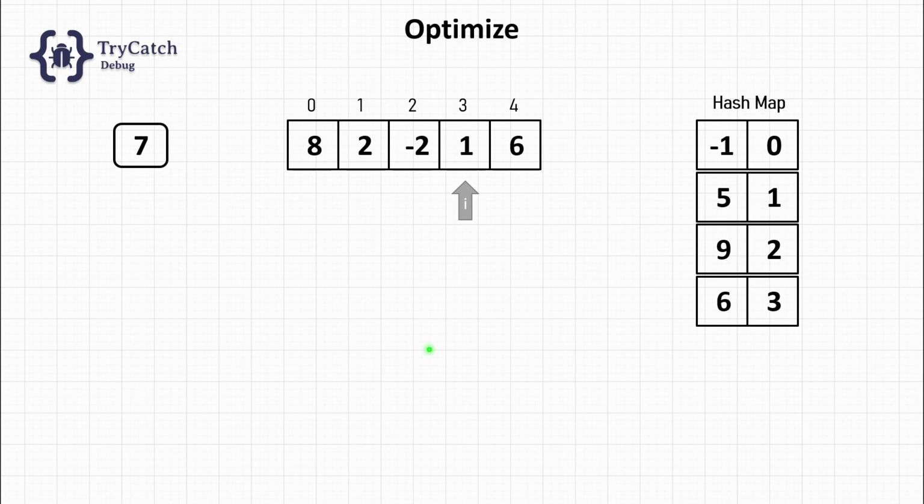We will increment i to the next index 4. So by looking at the hash map, we can see the pair for 6 is index 3. So the result would be 4 and 3.